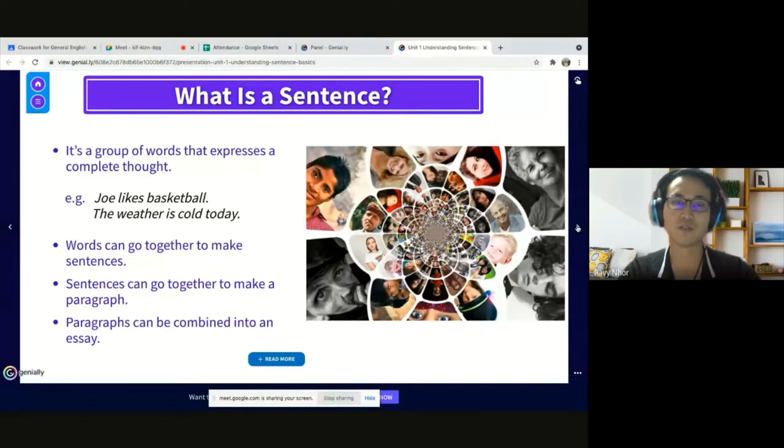The rest, just like objects and other information, is also important, but we're going to look at it after the verb and the subject.